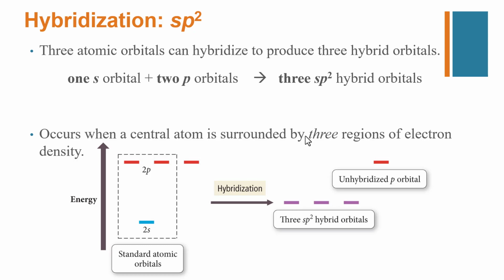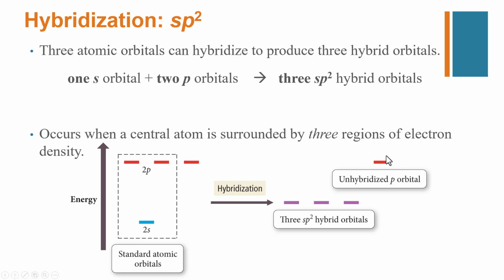We don't have to put 4 orbitals in. If we only need 3, we can only put 3 in. So here we're putting in 1 of our s orbitals and 2 of our p orbitals, so 3 standard orbitals, and what we get out is 3 hybrid orbitals. Again, the naming is not terribly complex. We put in an s and 2 of the p's, so this is called an sp2 hybrid.